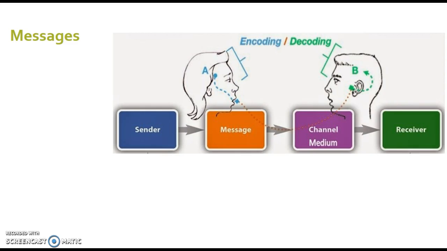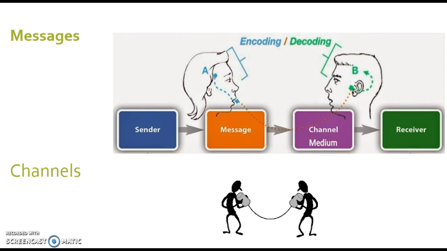Encoding is delivering a message using a variety of symbols, such as verbal and nonverbal communication. Decoding is interpreting and transforming the message back into thoughts and feelings. The interpretation can cause communication breakdown. That's why it's important to get your message across successfully.